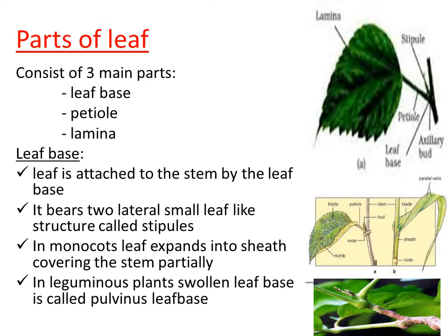So the structure of the leaf base is different in monocot and dicot plants. You can observe in the second diagram, the second picture, that is the monocot leaf. The leaf base of the monocot leaf is a sheathing leaf base. It completely encloses the stem, right? But if you look at the dicot plant, there is no such character. The leaf base is solid and it is attached to the stem at the nodal region. And in the case of the leguminous plant, the swollen leaf base is present, that is called the pulvinus leaf base.